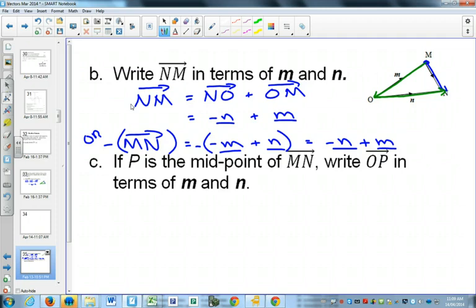And now what you can do is you can start doing other points. We can put a midpoint P in here, and we can find out what its position vector is from O to P using only m and n.